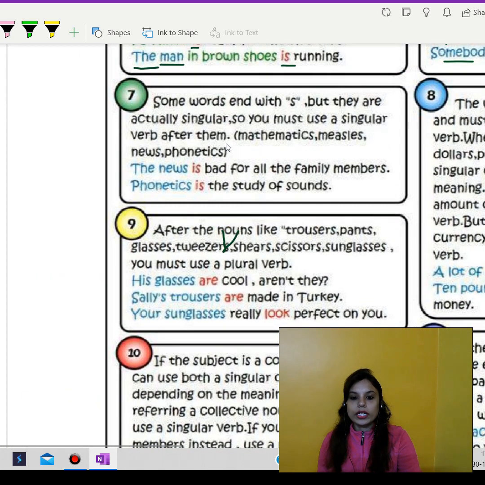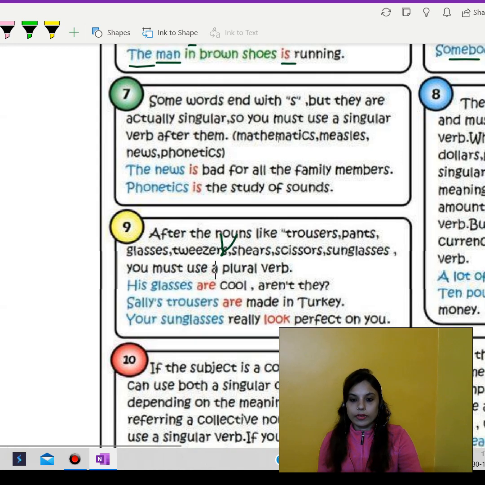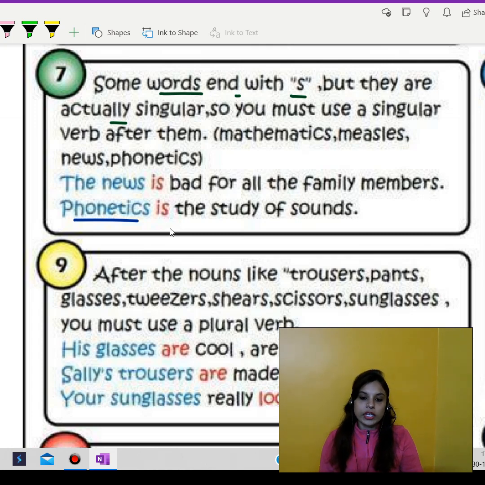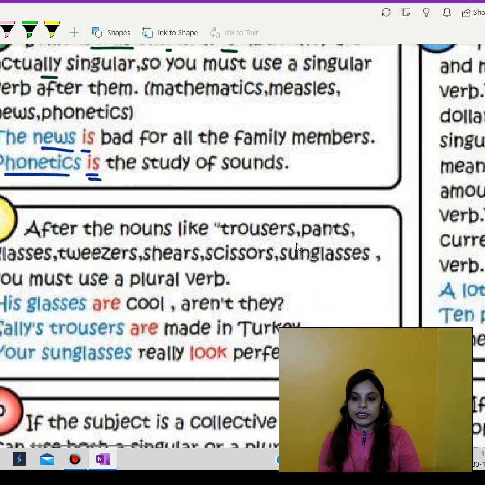Next, some words end with S, but they are actually singular. Like the normal subject names we can take up, like phonetics or mathematics or physics, all these subjects have s after it. So though there is an s, it doesn't mean that it is plural. It is the name of only one subject. That's why is. So phonetics is the study of sounds. The news is bad for all the family members. So news is. All right, next.